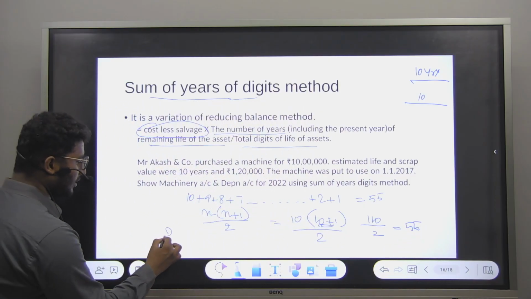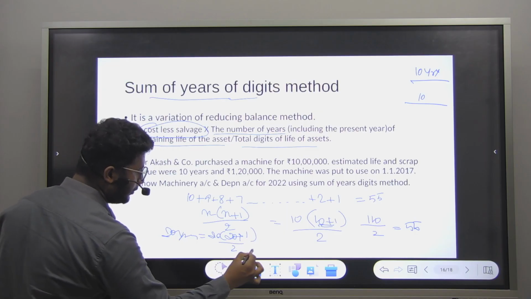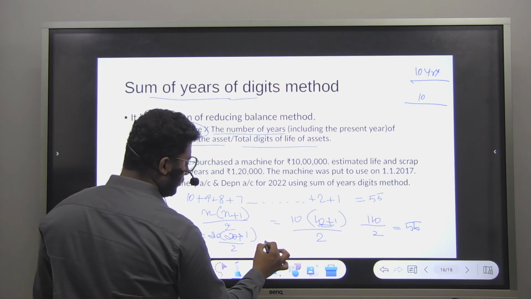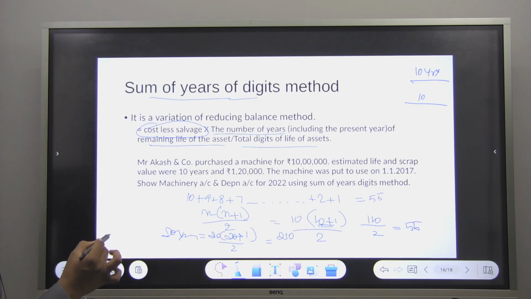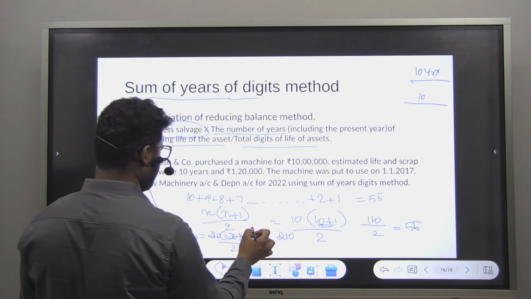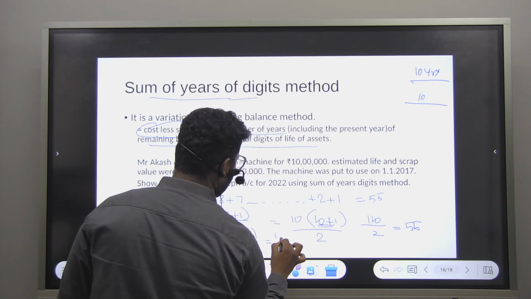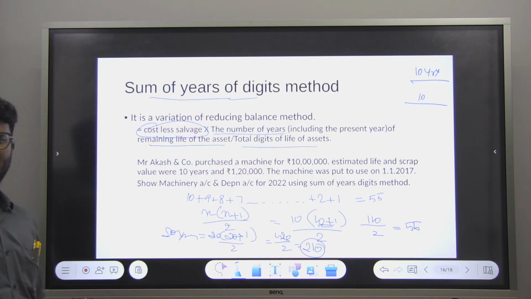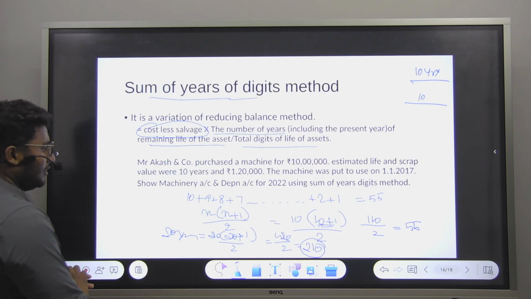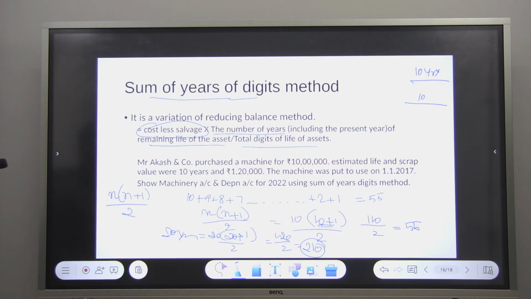So if they give you 20 years, 20 into 20 plus 1 divided by 2. So 20 into 21, 420, divided by 2, that is 210. So 210 is the answer. So that's how you can calculate. So the formula is n into n plus 1 divided by 2. Okay.